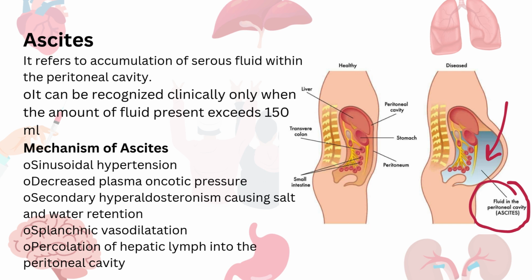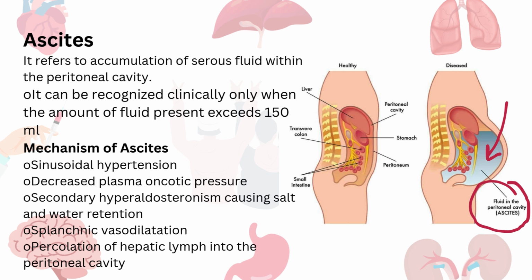Then there would be the decreased plasma oncotic pressure. If due to any reason the liver has stopped making the albumin, the plasma won't be able to hold the fluid inside the capillaries, and it could lead to the decreased plasma oncotic pressure, in turn the leakage of the fluid into the abdominal cavity or the peritoneal cavity.